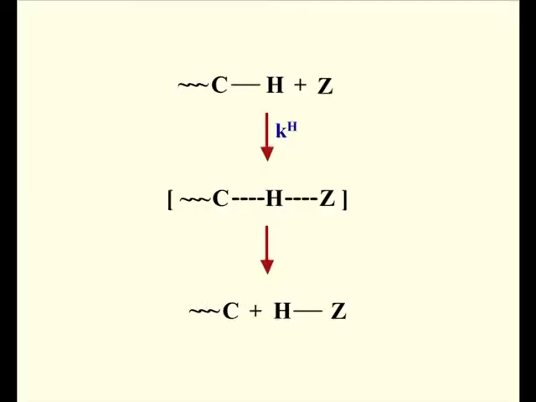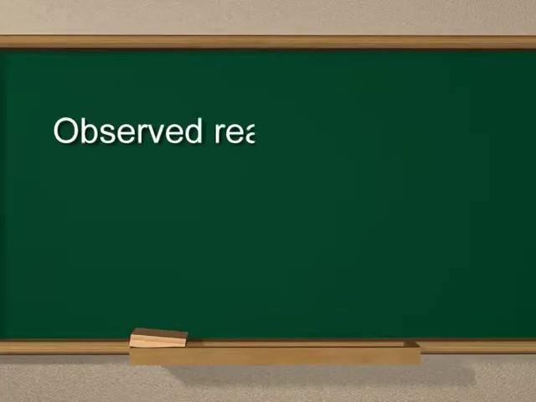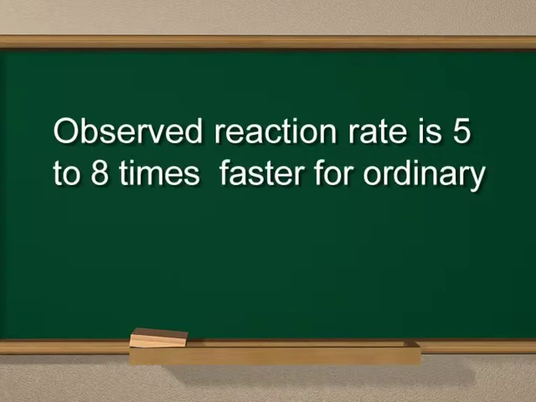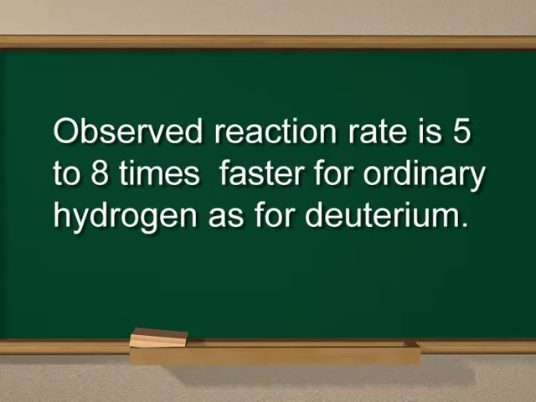For example, a bond to protium, represented as H, is broken faster than a bond to deuterium, represented as D. For reactions of this kind, in which hydrogen is abstracted as an atom, positive ion or negative ion, the observed reaction rate is 5 to 8 times faster for ordinary hydrogen as for deuterium.